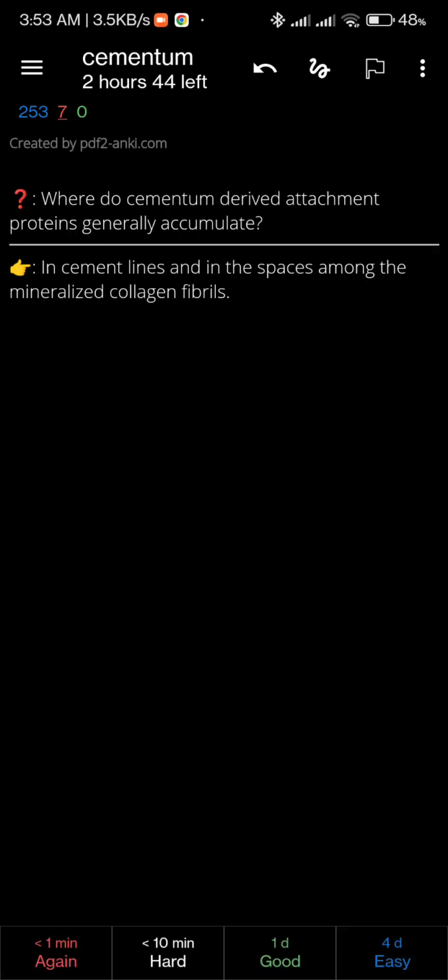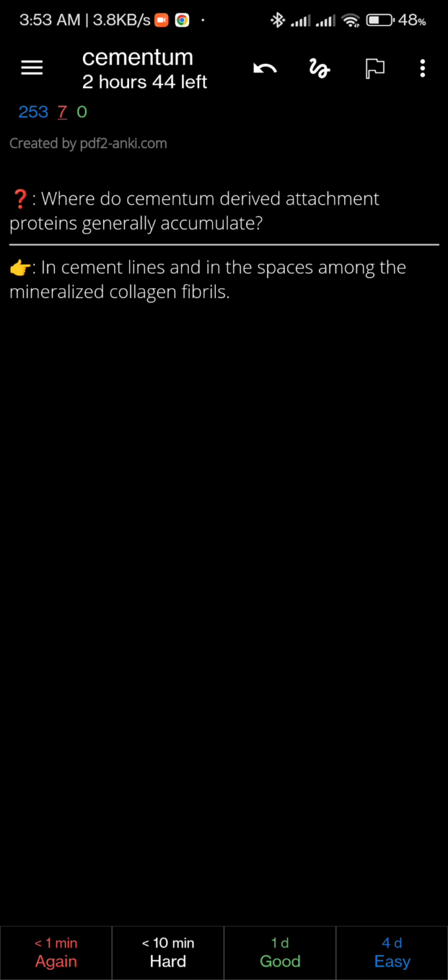Where do cementum derived attachment proteins generally accumulate? Cementum derived attachment proteins generally accumulate in the cemental lines and in the spaces among mineralized collagen fibers.